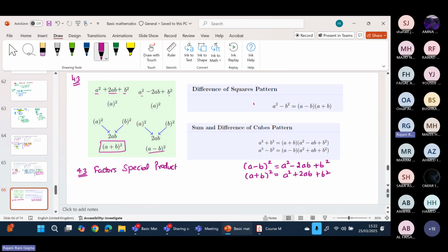So these are the 5 rules that you need to remember: 1, 2, 3, 4, and 5. Note that this rule you will use when the power is 3, cubic powers. Here the power should be 3. But for the other rules, you use them for power 2.